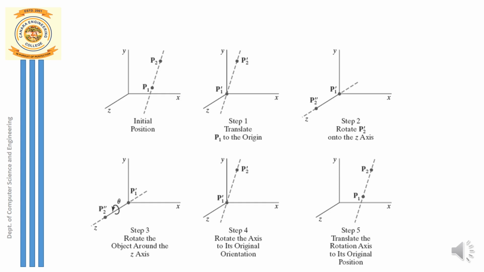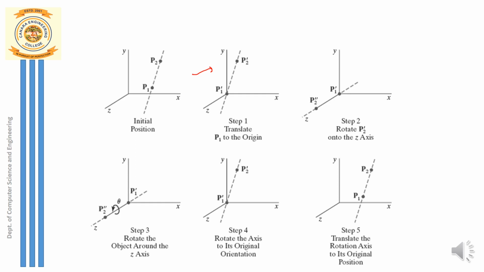Can you rotate it there itself, in that original position? I cannot do that, right? So the next step would be translating the line segment to the origin. Initially it was here, in the original position. You cannot rotate it here because I want to rotate this line about the z-axis, so first you have to translate the line segment to the origin.